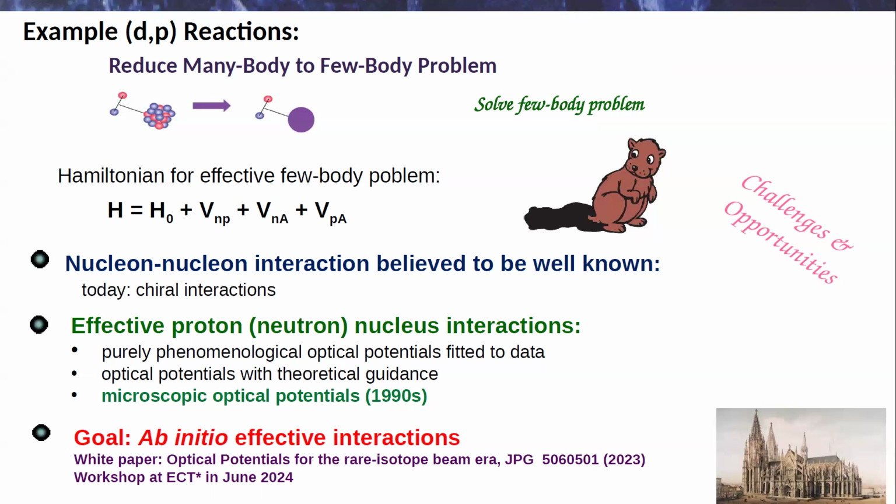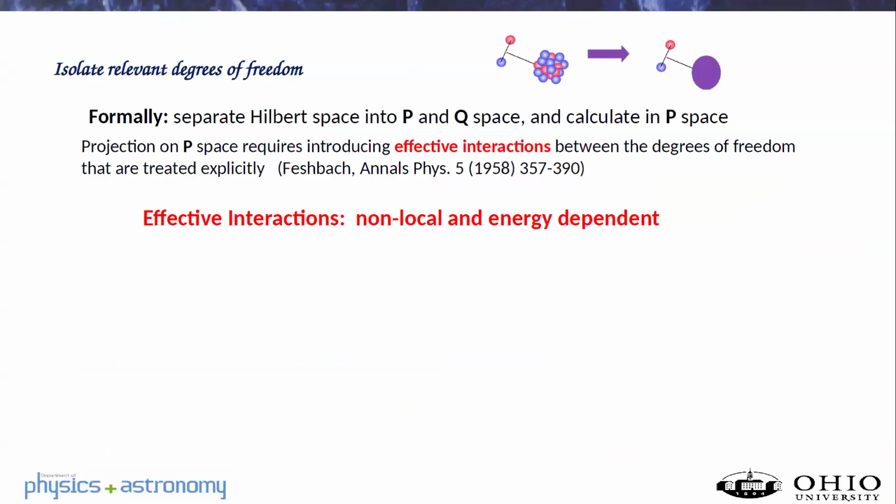And there's a white paper which stems from a workshop two years ago here, which is published here. And we had another workshop at ECT* in '24. So now what you do formally, if you want to project out degrees of freedom, you separate your Hilbert space into P space and Q space, and you compute in P space, and you effectively treat Q space. This is an old insight by Feshbach.